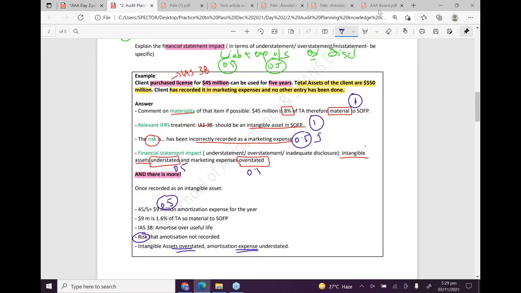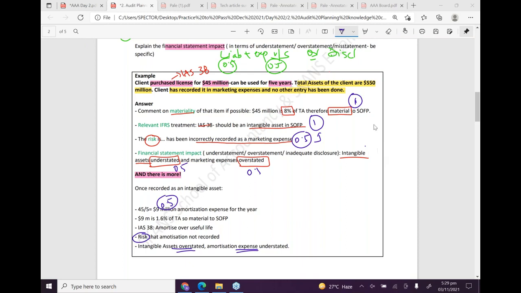So when you ask me, how many risks do I have to find for a 20-mark question? My answer would always be, I have no idea. It depends totally on whether you can follow the format that you see on the screen right now.